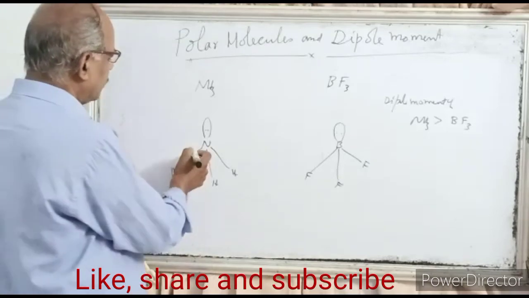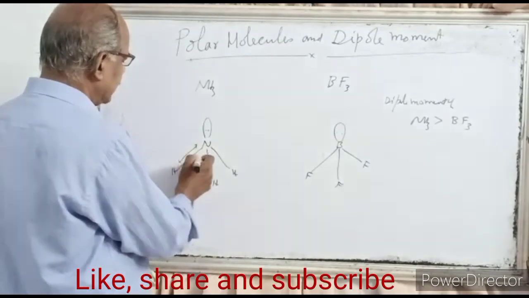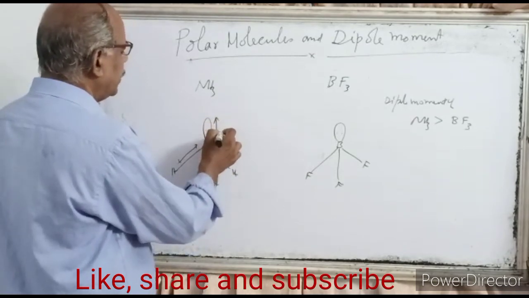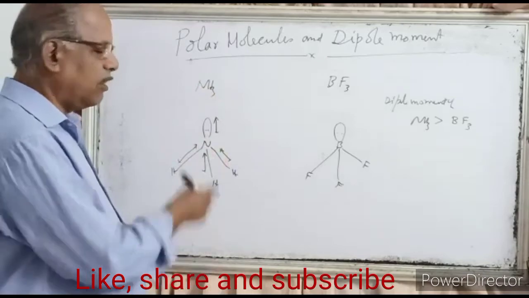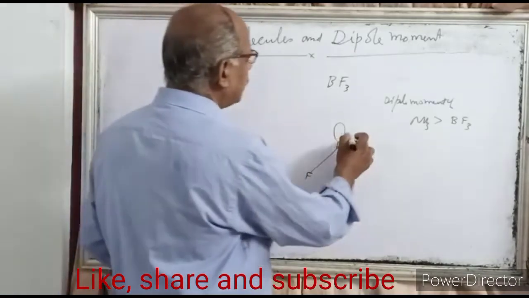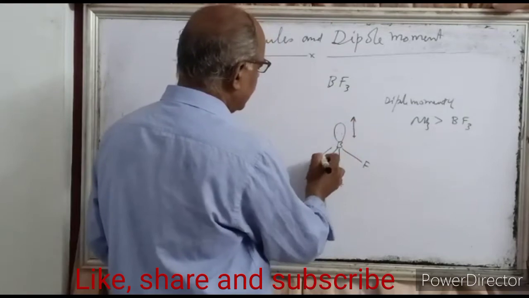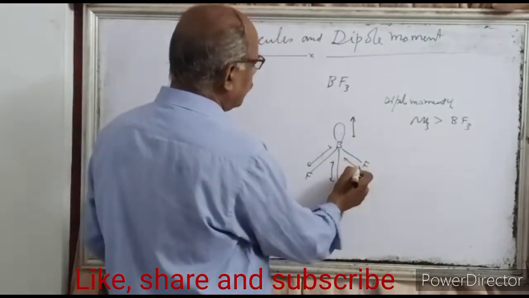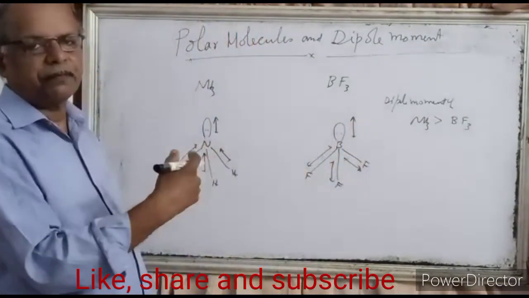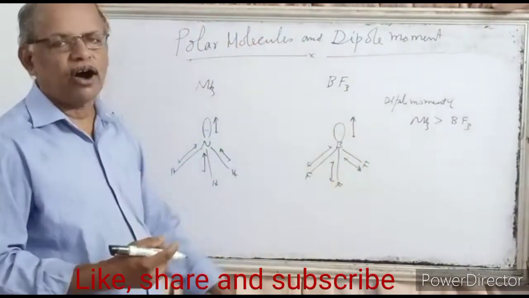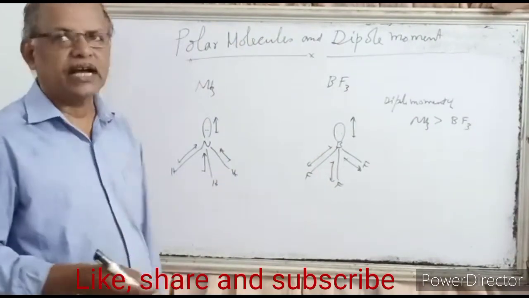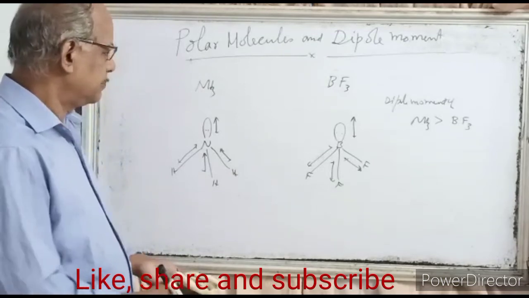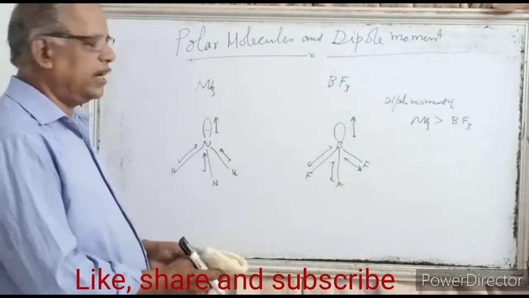In ammonia, the dipole moment due to the bonds will be in this direction, and the dipole moment due to the lone pair will be in this direction. All are in the same direction. But in BF3, the dipole moment due to the bond pairs is in this direction, and there will be cancellation of some dipole moment since they are in the opposite direction. So ammonia has a higher dipole moment than BF3, even though fluorine is the most electronegative.